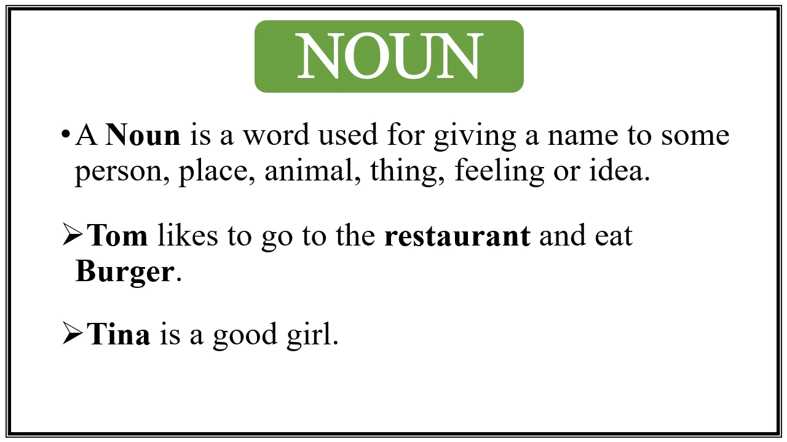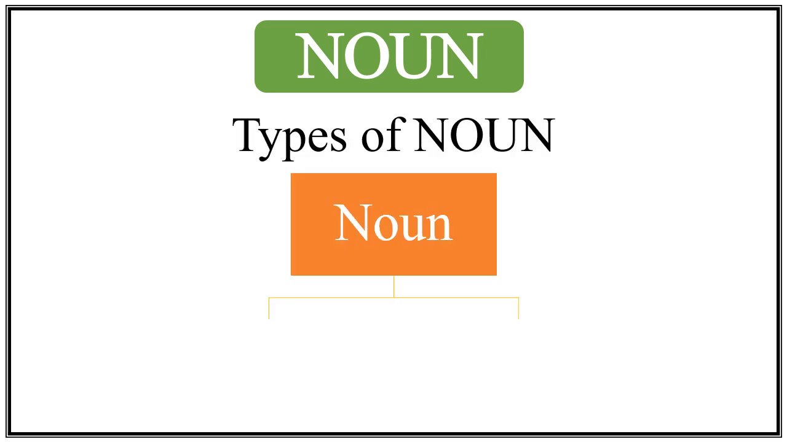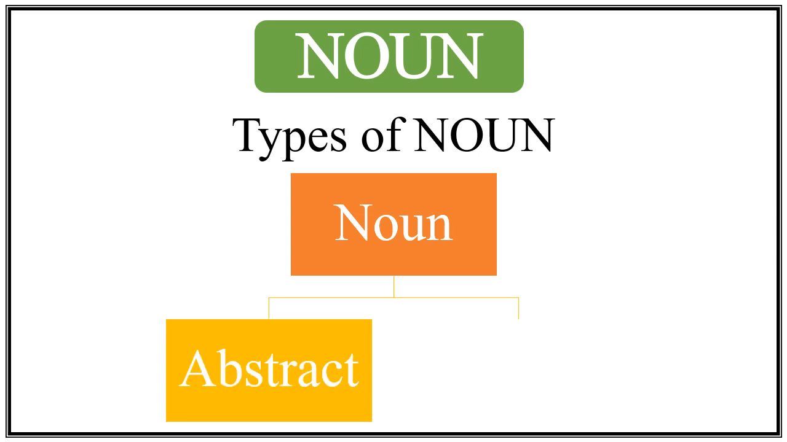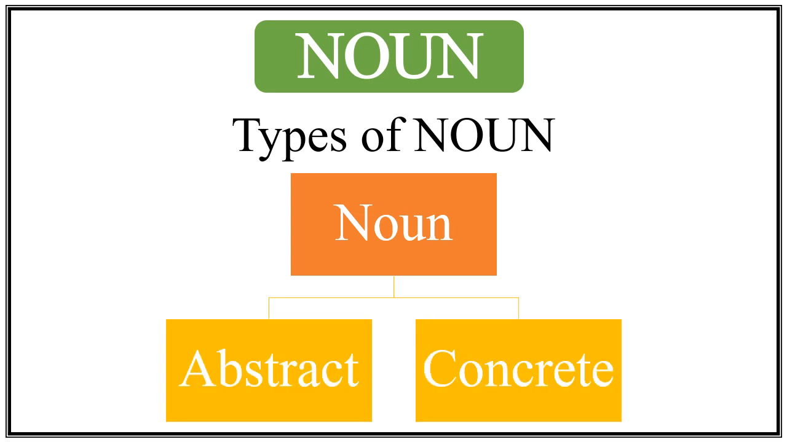Here in the first sentence there are three nouns. Can you identify all of them? The nouns are Tom, a person, restaurant, a place, and burger, a food. In the second sentence, Tina, a person. So, we can say that a noun is a naming word. Now we will look into the types of noun. Noun can be divided into two main categories, and they are abstract noun and concrete noun.